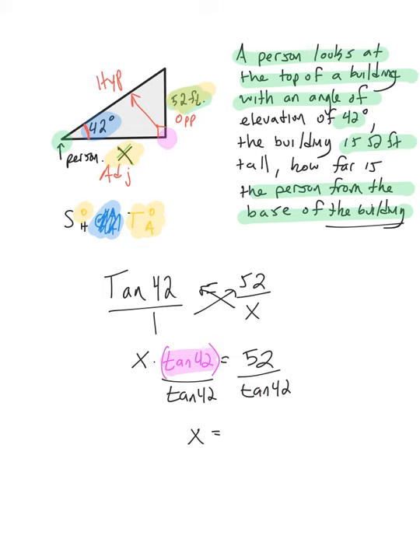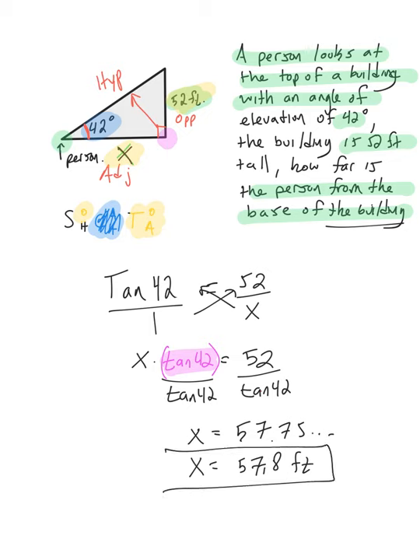All you have to do is type in 52 and divide it by tan 42, which is pretty easy to see on your calculator. When I do that, I get 57.75 with some repeating numbers. I'll just round that to the nearest tenth, which is 57.8. The units are feet. Remember, because we started off with an angle, we're going to end up with a length. So that means that this distance from the person to the base of the building was 57.8 feet. And that's the conclusion of one of the kinds of problems that you'll see.